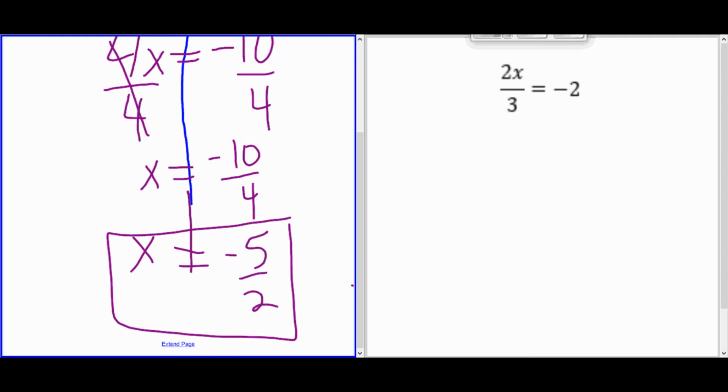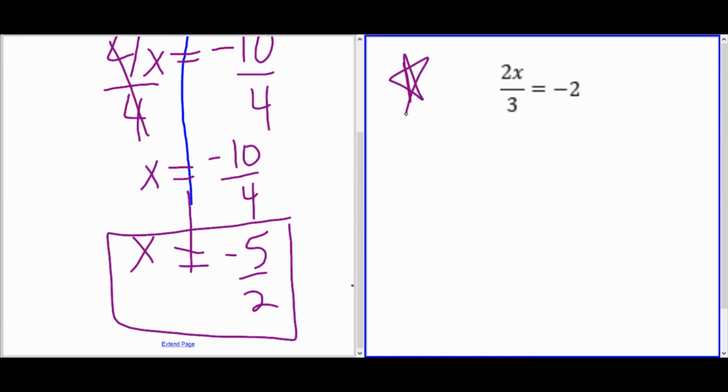Okay, so the next one, 2x divided by 3 equals -2. I want you to try to do that one. You will need to pause the video and give that one a try. So go ahead and pause it and give 2x divided by 3 equals -2 a try. Remember, write your SAD MEP out. We'll go over this one in the live session.